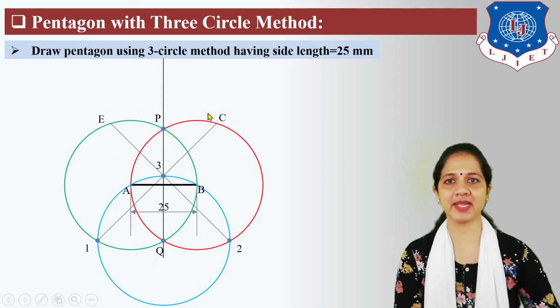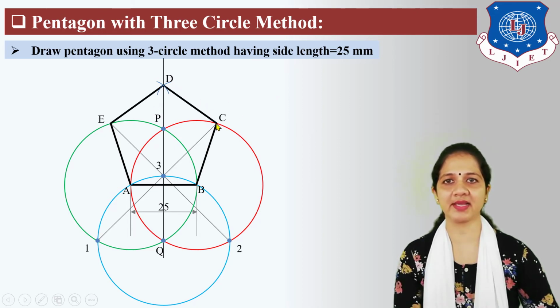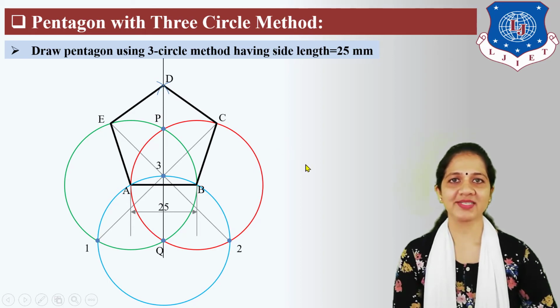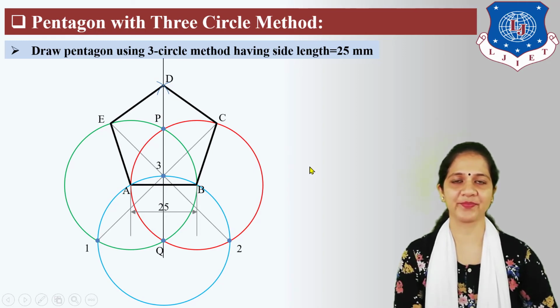Mark here D and C points. Connect AE and BC. Next, from points C and E, draw 2 arcs having radius 25 mm. Mark here point D. Connect ED and CD. So, this is the pentagon using 3 circles.